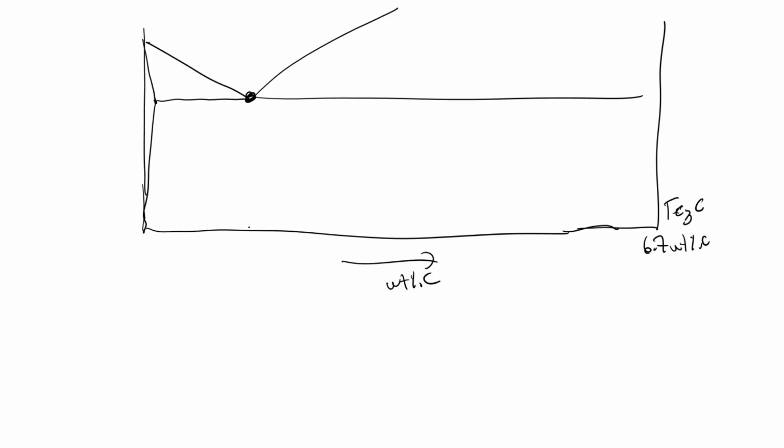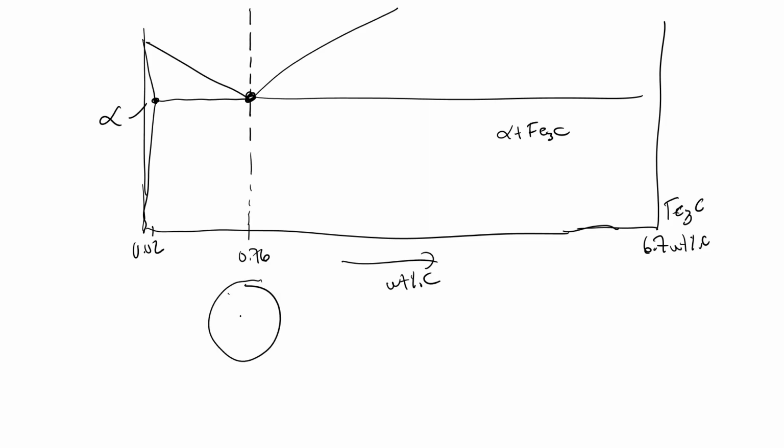This is at 0.76 right there, and this composition right there was 0.02. That's the maximum amount of carbon I can dissolve in alpha. This is the alpha plus Fe3C region. Let's talk about what the microstructures would look like at various positions. If it was right here at exactly 0.76, that's the eutectoid composition, and I cooled down, that steel would just look like a mixture of alpha and Fe3C. Eutectic mixture.